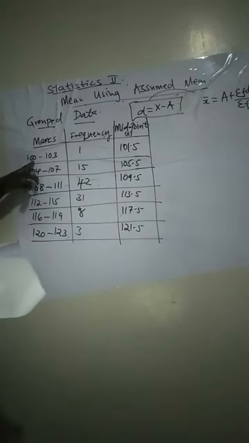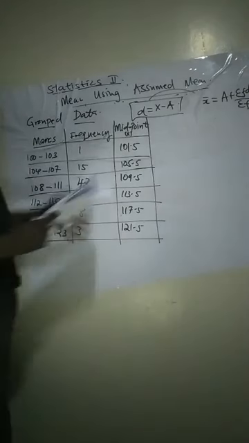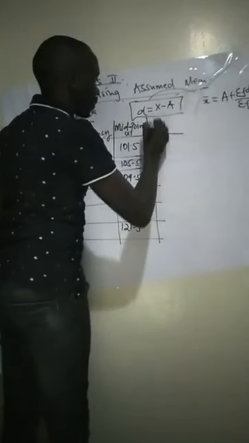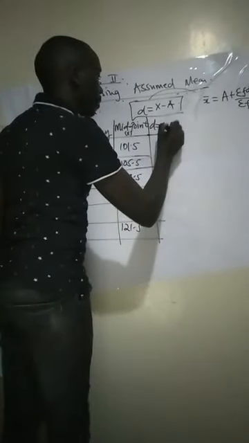Notice that the difference is basically the class interval. The class interval of 100 to 103 is 4. It is not 3. It is 4. You count from 100 to 103: that is 100, 101, 102, and 103. That is 4. That is the class interval. Now, having the values of X, you can now get the values of D. D is equal to X minus A.